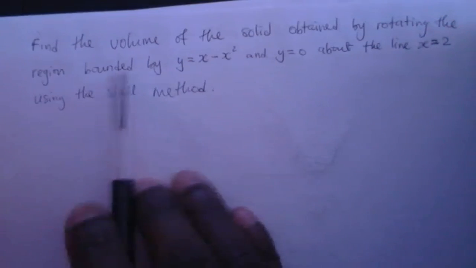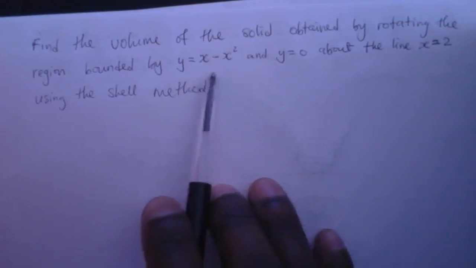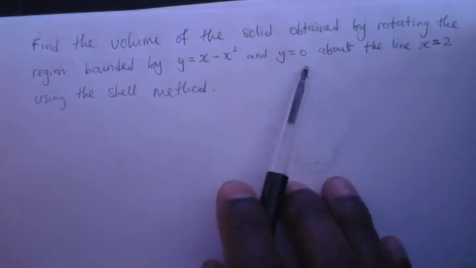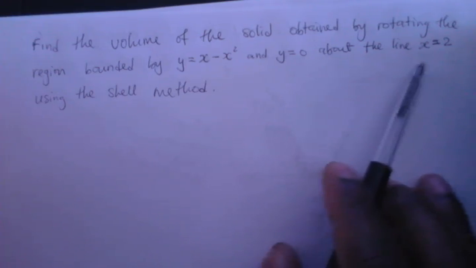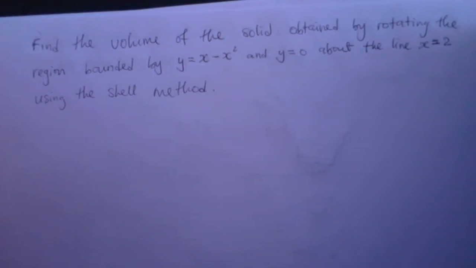We need to find the volume of the solid obtained by rotating the region bounded by y equals x minus x squared and y equals 0 about the line x equals 2. We're using the shell method, the cylindrical shell method. Alright, let's go ahead and sketch this.